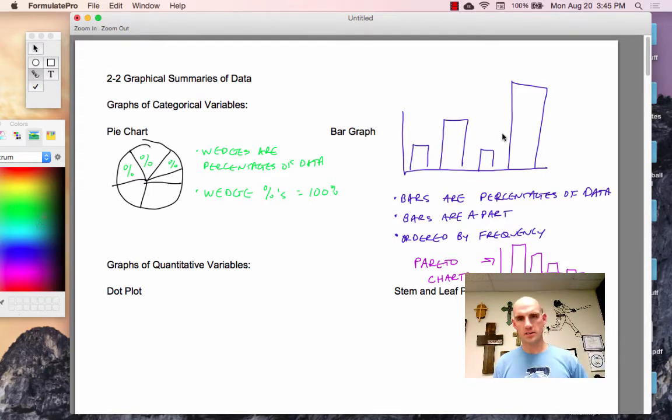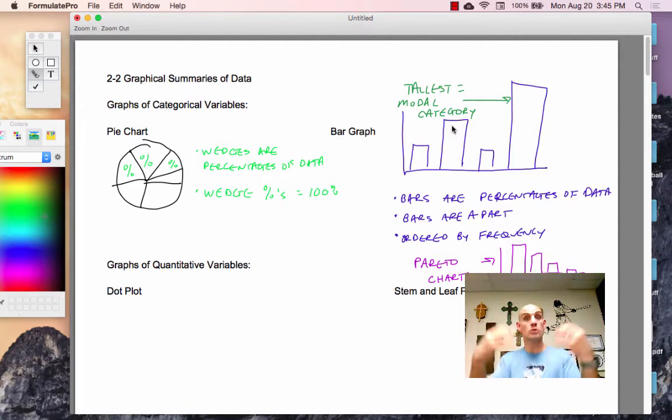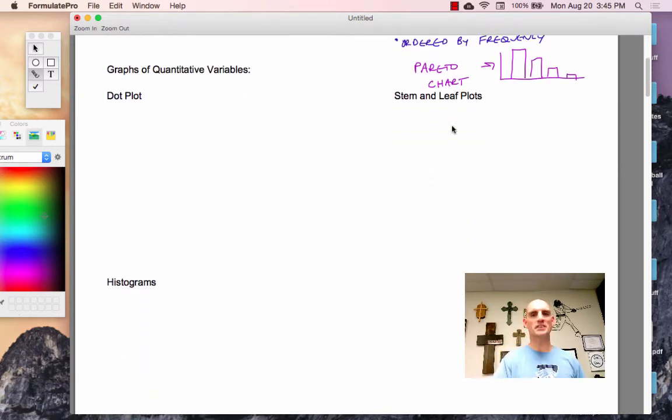Another hallmark of these: the category that's the tallest is called the modal category. It's called the modal category because the mode is the most common data point. The mode would be the tallest. Okay?